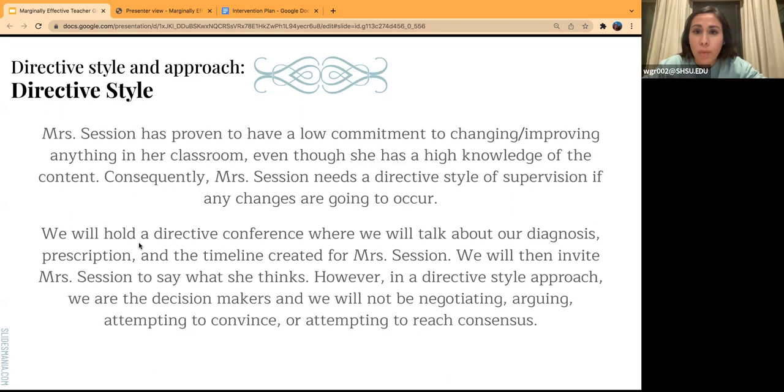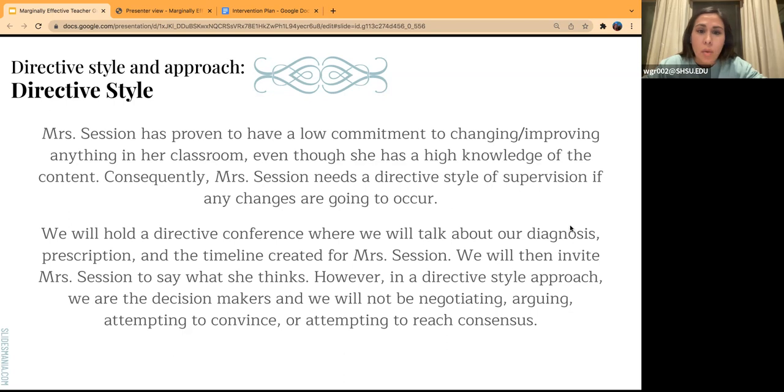So next time that we meet with Mrs. Session, we would hold a directive conference with her where we will talk about our diagnosis that we have seen, the prescription that we have created. We also created a timeline that we will be going into detail with her. And then we will be inviting Mrs. Session to say what she thinks. However, in a directive style approach, which is what we are taking with her, we are the decision makers and we are not going to be negotiating with her, arguing, attempting to convince, or attempting to reach consensus.